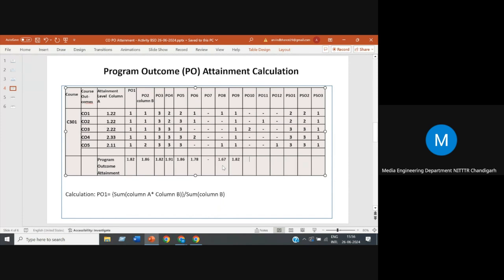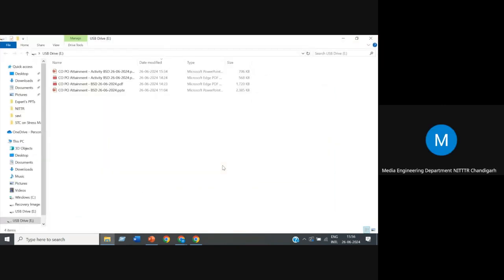Right, PO10. 2.22, sir. It will remain the same, right? It will be multiplied by 2 and divided by 2. So next is 2.22 into 1, next is 1.22, then again 2.11.